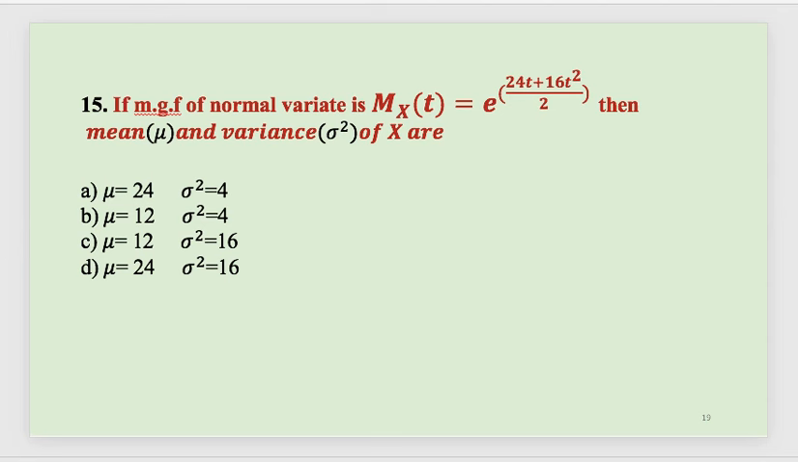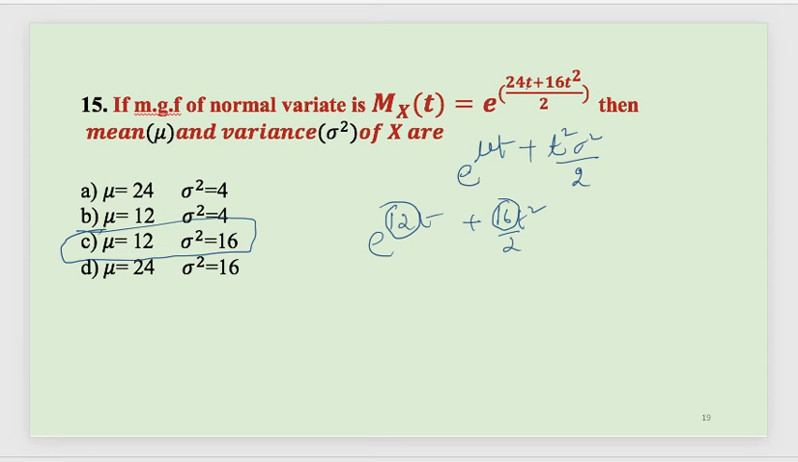Now the 15th question is of the MGF, and it is given in terms of X. We first want to rewrite it into the standard form, which is e to the power mu t plus t square sigma square upon 2. First we observe that the t power should not have anything in the denominator. When I simplify, 24 by 2 is 12t, and on this side I need a 2, so I am not going to cancel with the 16, so that I get our variance. So variance is 16 and mean is 12. That is option number 3, C, sorry.